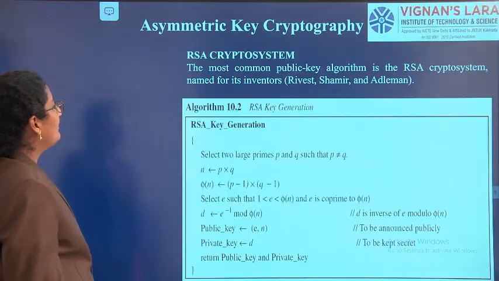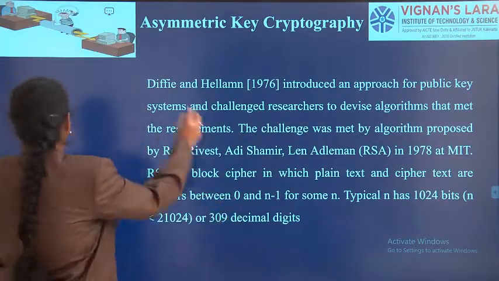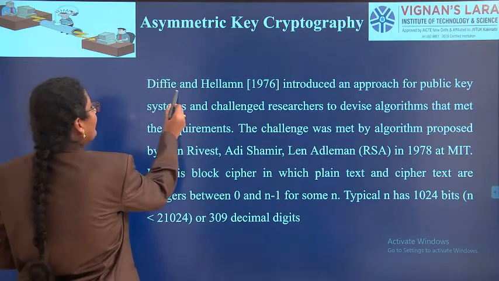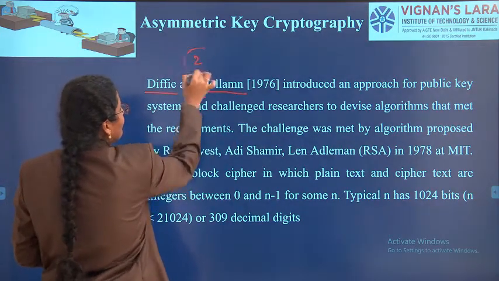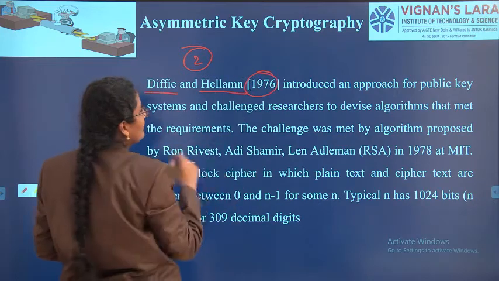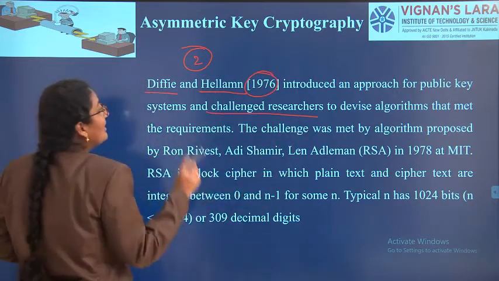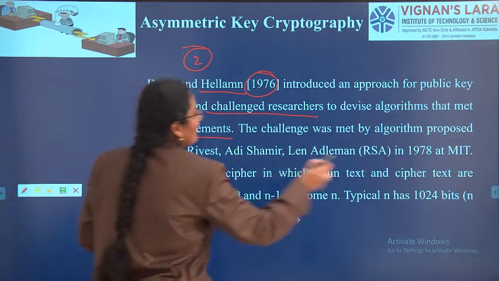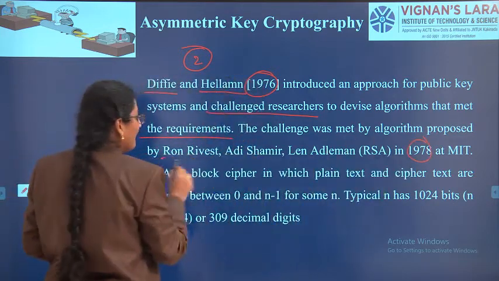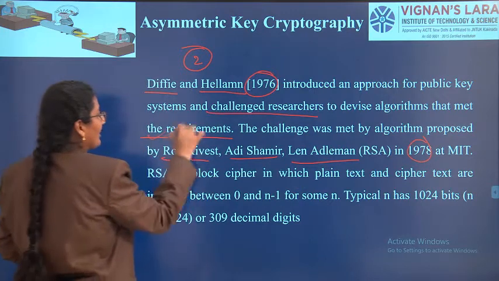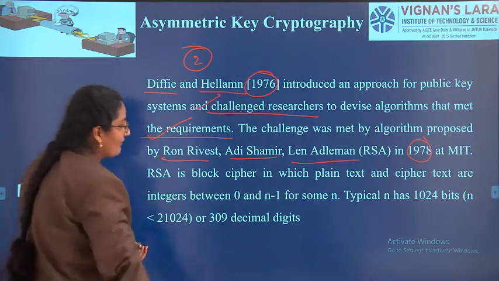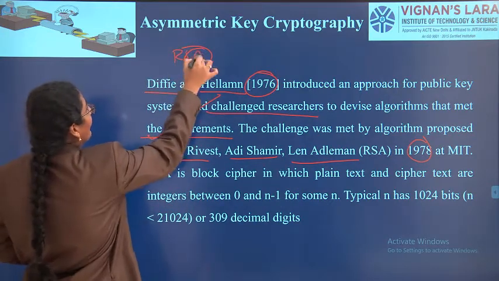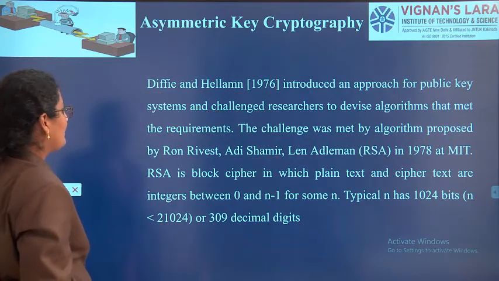See once again, this Diffie and Hellman are the two persons. In 1976, they challenged the researchers to find an algorithm to meet the requirements. In 1978, these three people, Rivest, Shamir and Adleman, met the requirements, fulfilled the challenge, and they came up with RSA.